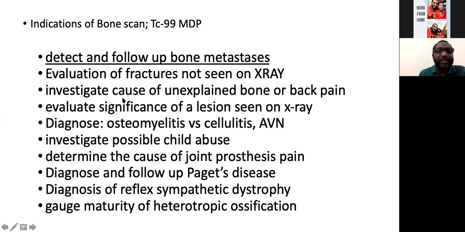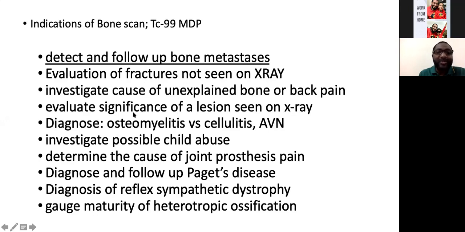You can use it to investigate the cause of an unexplained bone pain or back pain. You can use bone scan to evaluate lesions that are seen on X-ray that you want to characterize, or you want to see the extent of the lesion. Bone scan has extensively been used in differentiating osteomyelitis from cellulitis. This is very key, particularly in children. You want to differentiate osteomyelitis from cellulitis because the therapy or the treatment modality is different.